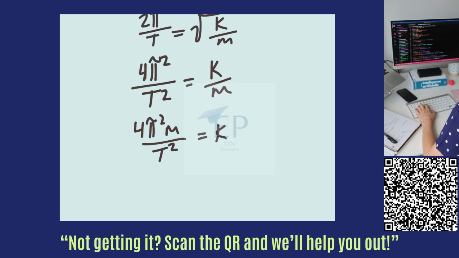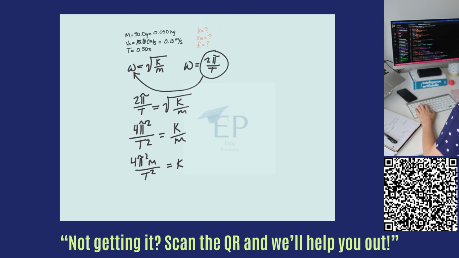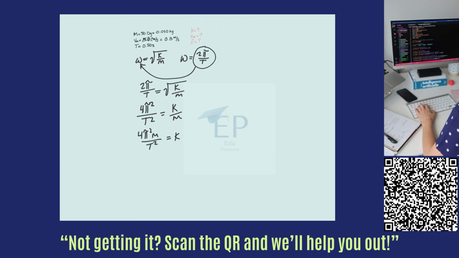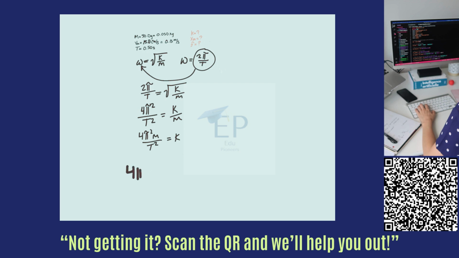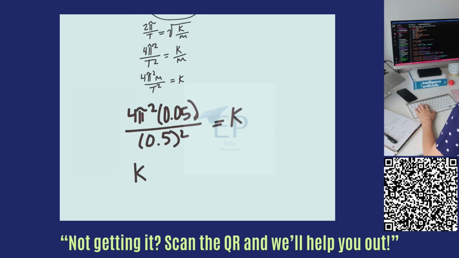And now we can just substitute in our known values. So we're going to end up with 4 pi squared times our mass, which is 50 grams or 0.05 kilograms, divided by our T squared, and our period is 0.5 squared, is going to equal our k. And when we solve for k, we get that our spring constant equals 7.9 newtons per meter.